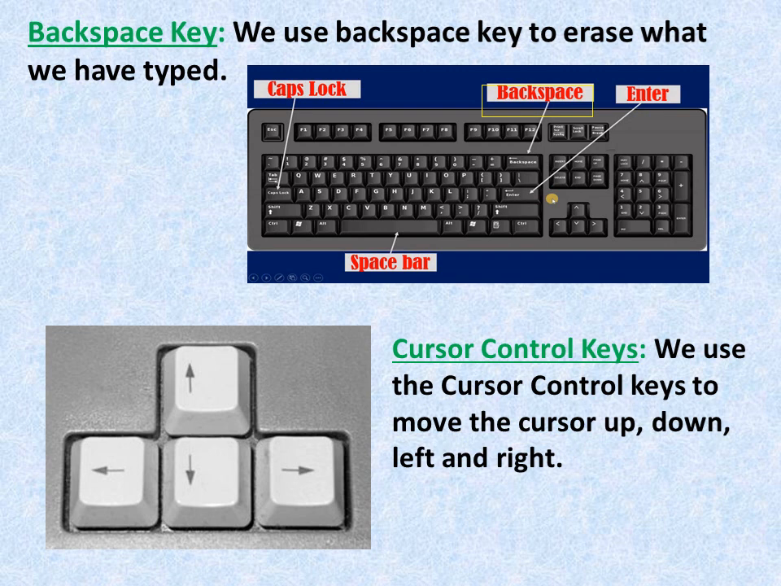The next one is cursor control keys. We use the cursor control keys to move the cursor up, as you see in the picture, then down, then left and right. So this is called cursor control keys, and you can also say arrow keys. You can see an arrow on four keys, so you can also call the cursor control keys arrow keys.